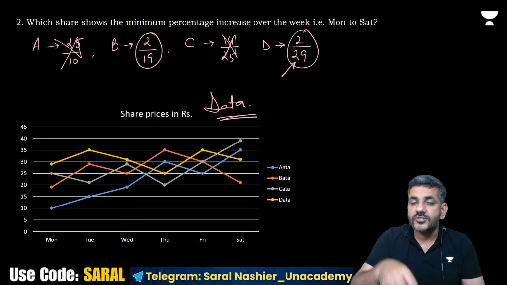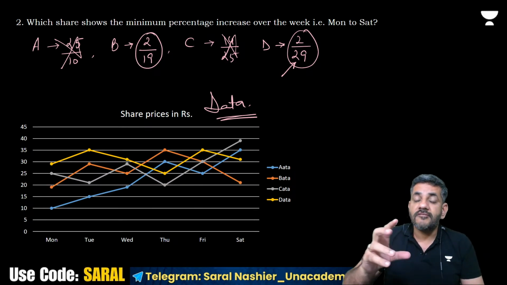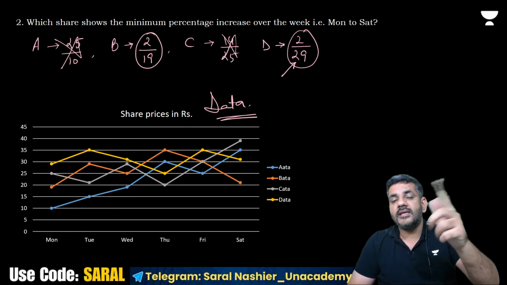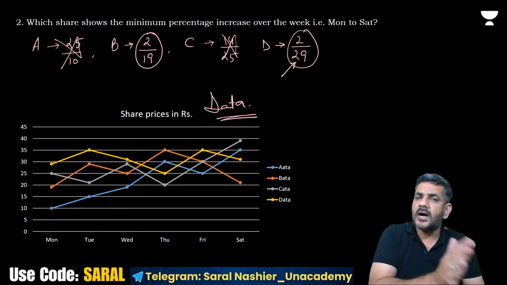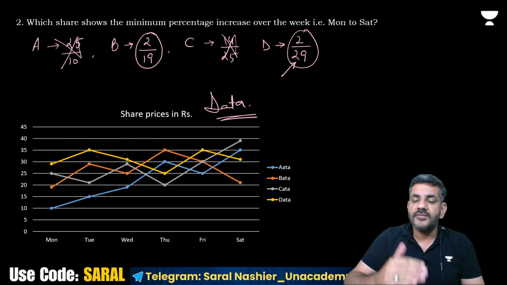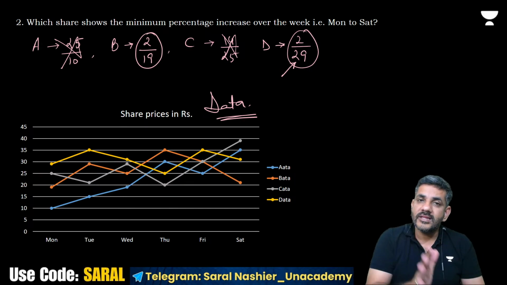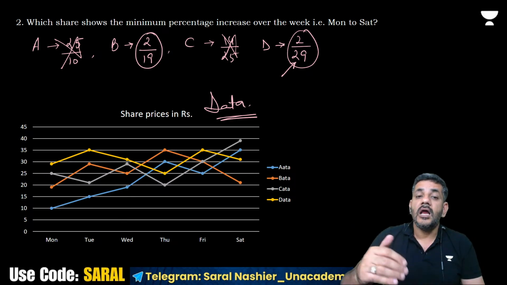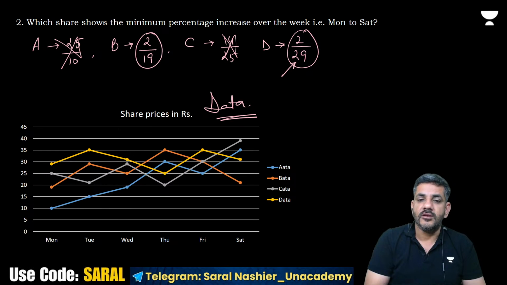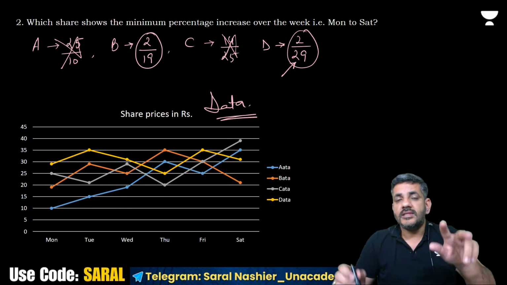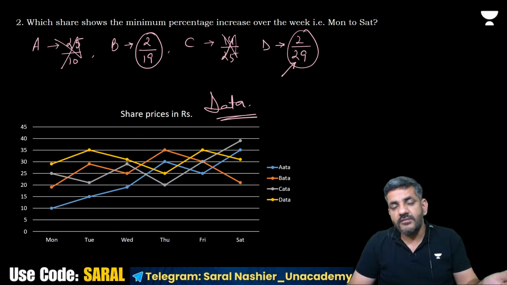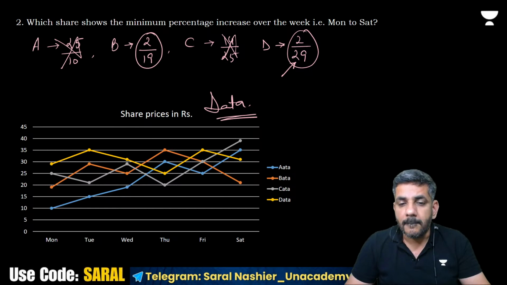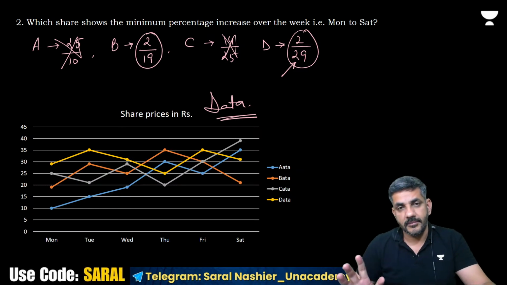Ayush, probably you made this mistake here: in 2 by 19 the base is smaller, but when the base is smaller, the denominator is smaller, so the fraction is actually higher, right? Had 19 and 29 been in the numerator, then Beta would have been the answer. But in case of the denominator, we all know that the smaller the denominator, the larger the value. The larger the denominator, the smaller the value. So in these two cases the numerators are the same, but the one with the larger denominator is Data. Therefore, Data has the minimum percentage increase among all of them.